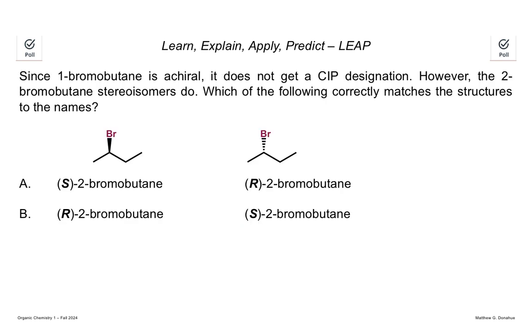So let's review the priority assignments, and then we'll assign R or S to these enantiomers. So again, they're mirror images. The one on the left is the wedge. The one on the right is the dash. And so let me just draw in the H, which is now pointed back. That's the lowest priority group, so that's 4. Then you have a bromine, a carbon, and a carbon. Bromine's going to win, so that's 1.